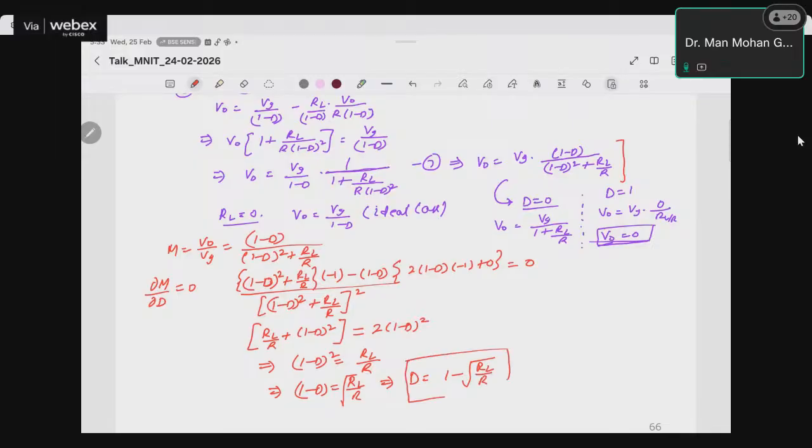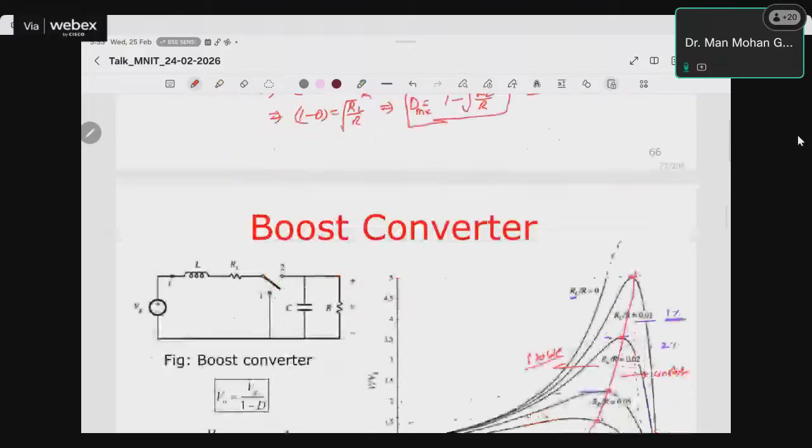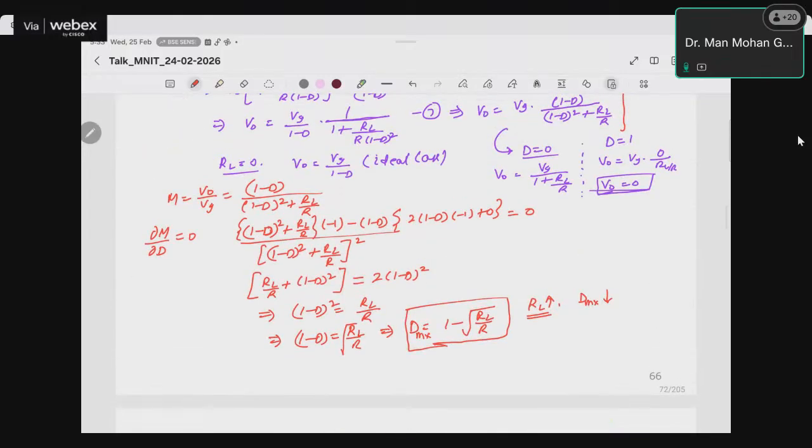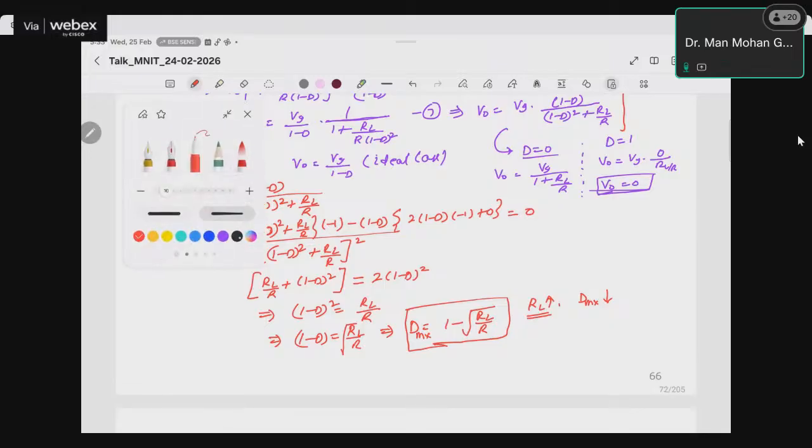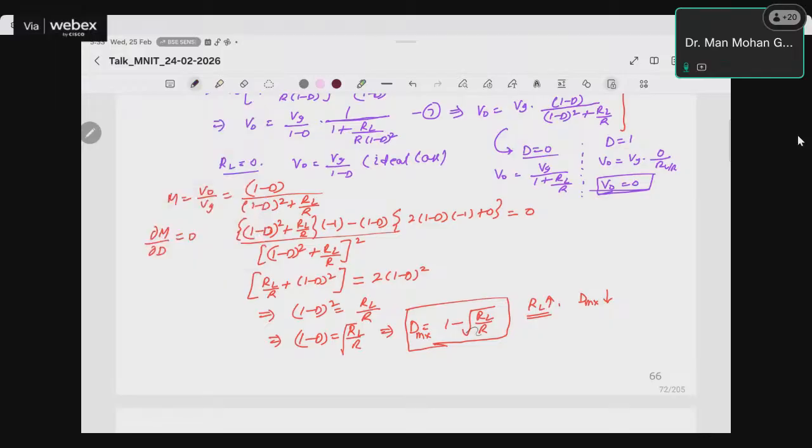So this is the value of duty cycle at which the maximum value of M will occur. You can see from here that as RL increases, the value of D at which maximum voltage occurs keeps on decreasing, and that's what we have seen here also. And what is the maximum gain? Let us find this. We put this value of D max, or 1 minus D equal to square root of RL upon R, back in this expression. What does this give us?